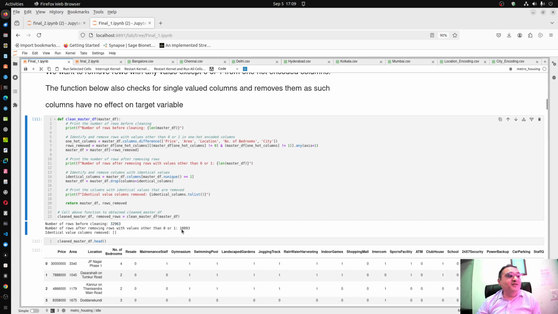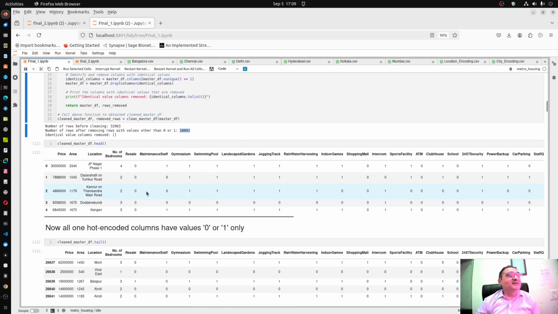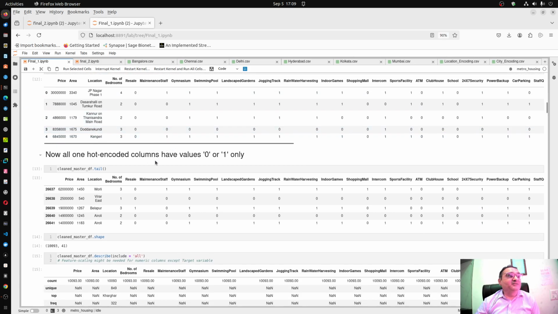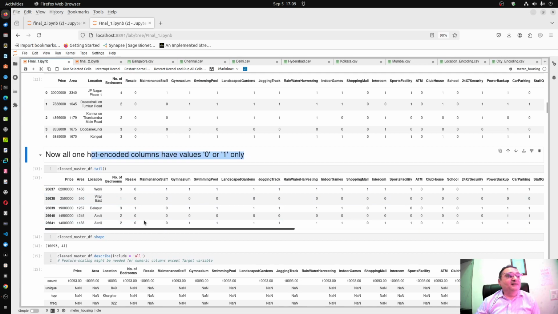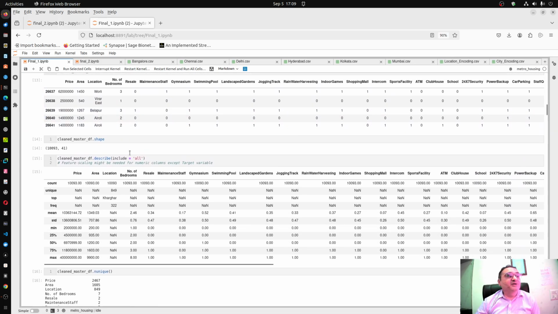There were 32,963 rows to begin with, but ultimately after cleaning, it was found that actually there are only 10,093 rows. Remember that is in the master data frame. So the combined number of rows for all the cities came out to be only 10,000, and that was one cleaning required. Then one hot encoding to convert the categorical variables into numerical.